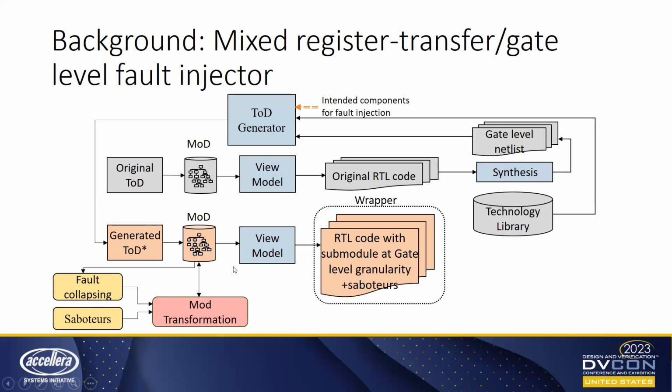Then the flow is utilized again to generate the RTL with sub-modules at gate level granularity plus saboteurs, which would mean mix RTL and gate level granularity. In the end, we perform the equivalence check to see if this whole transformation process has introduced any bug. The saboteurs control lines are, of course, constrained to not inject any fault.